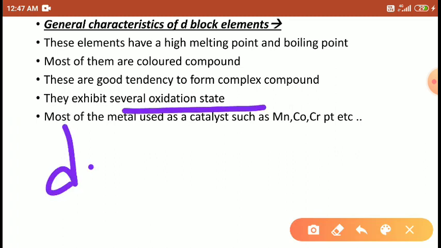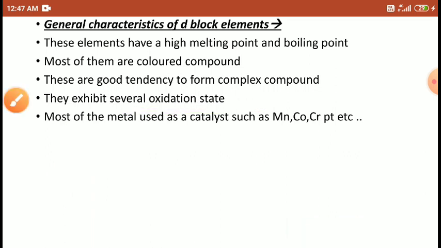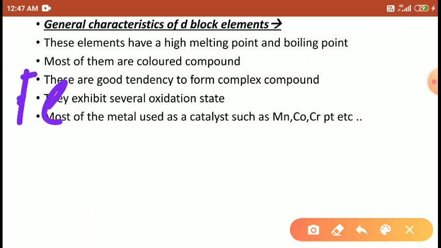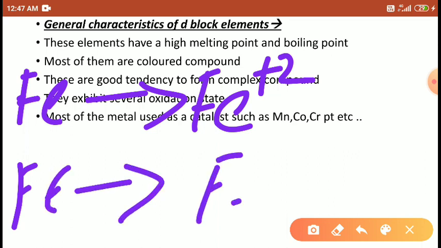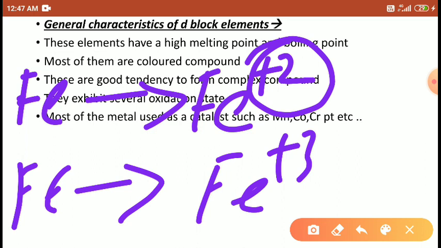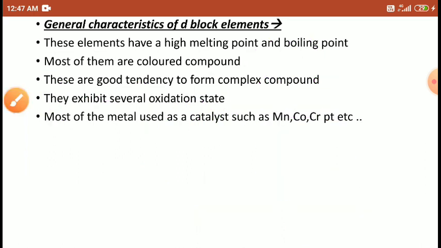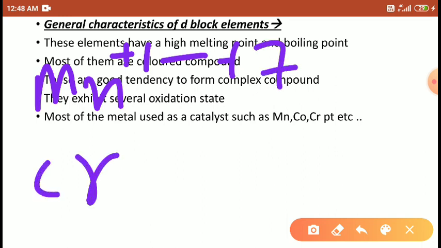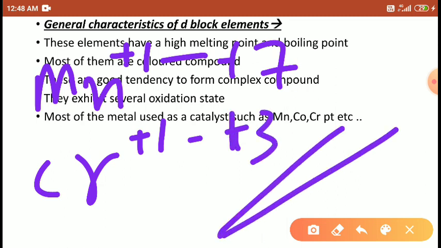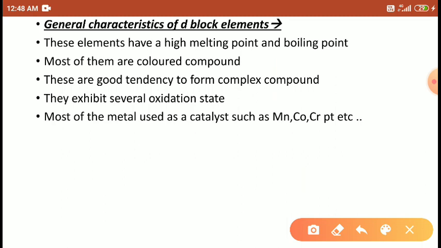They also exhibit several oxidation states. For d block elements, the oxidation state is not fixed. For example, iron turns into Fe+2, or sometimes iron turns into Fe+3. The oxidation state is +2 or +3. It is not fixed. It is called variable oxidation state. Similarly, manganese shows +1 to +7 oxidation states. Chromium shows +1 to +3 oxidation states. Right? So it is called variable oxidation state.